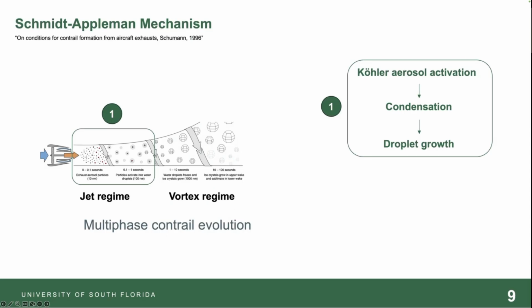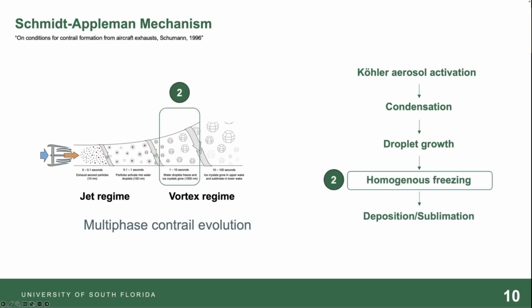Next, I want to walk through the so-called Schmidt-Appelman mechanism. So just very briefly, this is the mechanism that is generally accepted in the literature for contrail formation. And it really has three distinct stages. So the first stage essentially corresponds to the jet regime right after exhaust. And the aerosols that we have in the atmosphere, they activate. This is followed by subsequent condensation as that hot plume cools down. And then we have a growth of these liquid droplets.